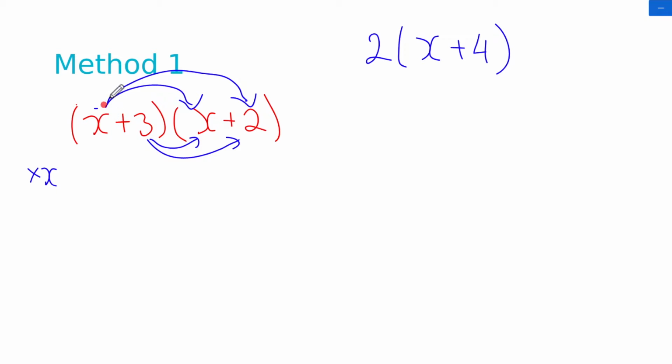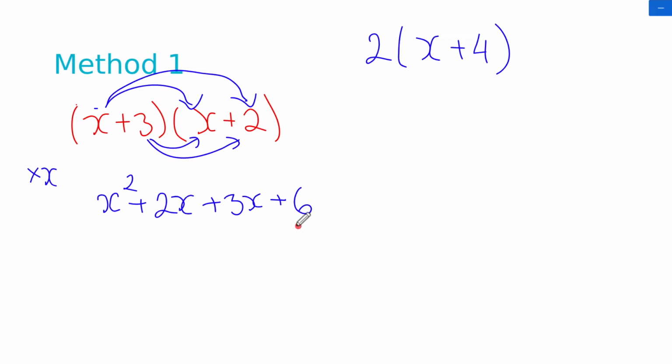Okay? So x times x is going to equal x squared. Then I'm going to put the plus from here. Then I'm going to do x multiplied by 2. Remember, the letters go after the numbers. So the numbers go first. So this is 2x. Then I put this plus. Then I do 3 times x is 3x. 3 times 2 is 6.